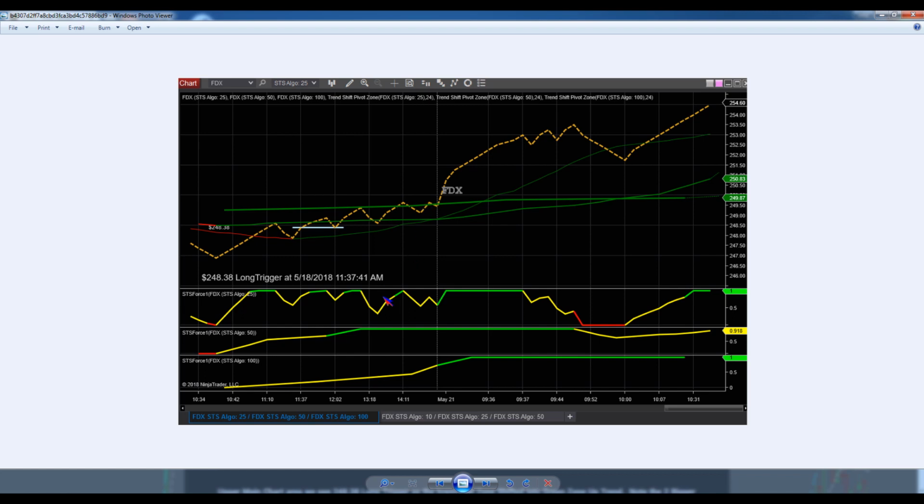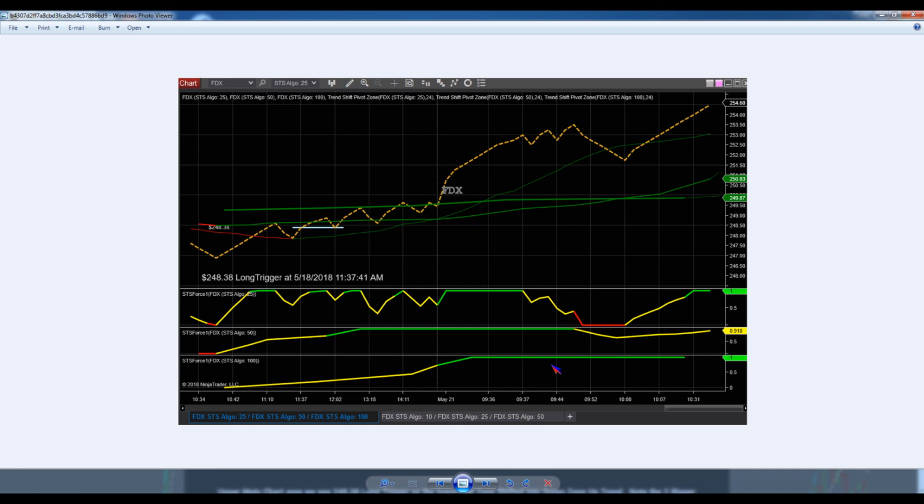And at the end of the day, the 50 is still strong. So it's a great way to build a watch list. The next morning, this stock takes off. The 25 comes back in, makes a huge move. The 100 comes in super strong on its strength. It maintains it all day.